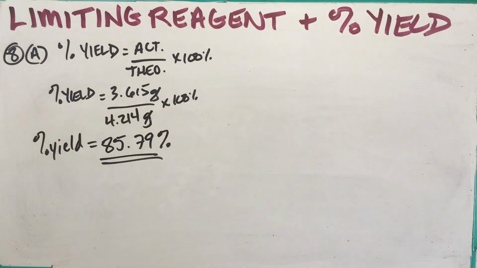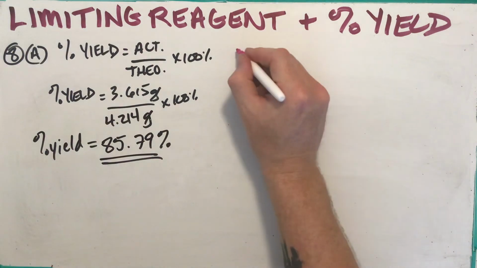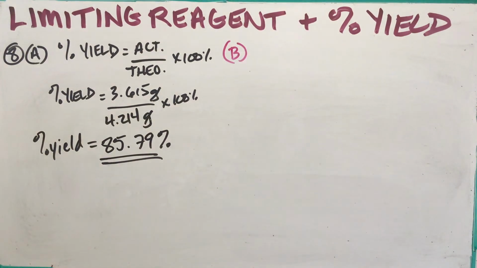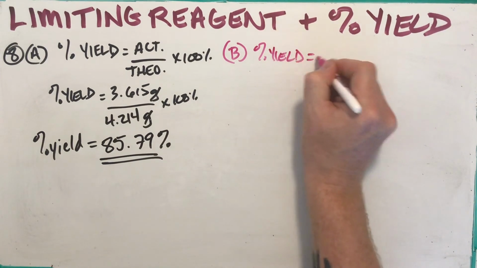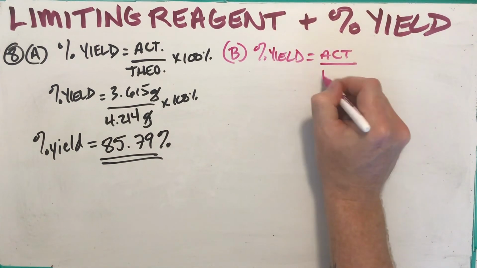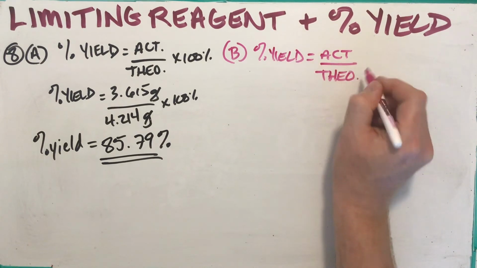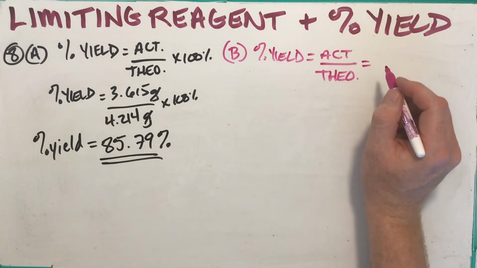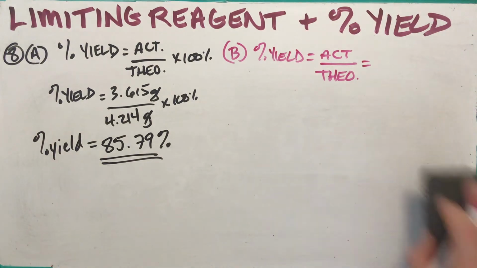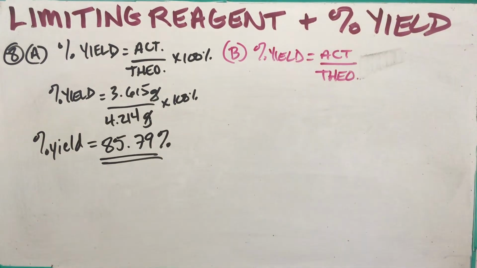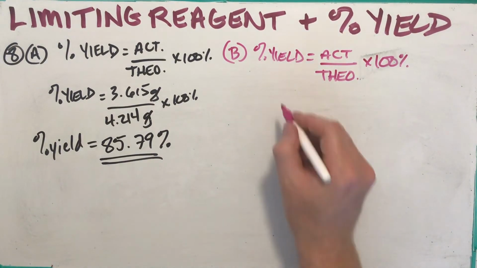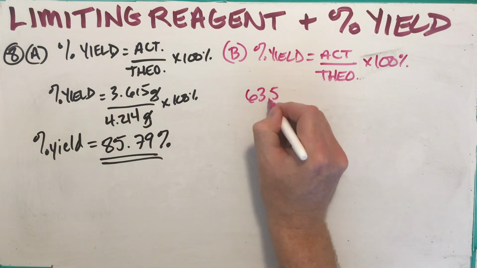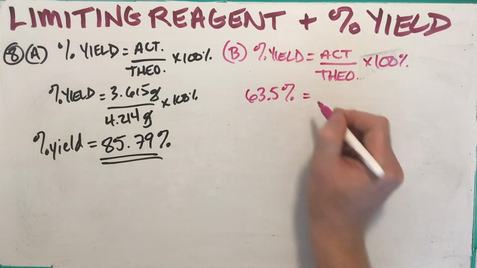B. I'll do B in a different color actually, so they stand apart. So B is like the one we just did. It actually gives me the percent yield, and I have to find the actual again. And it is multiplied by 100%. So this time it says my percent yield is 63.5%. Not bad, not great either.